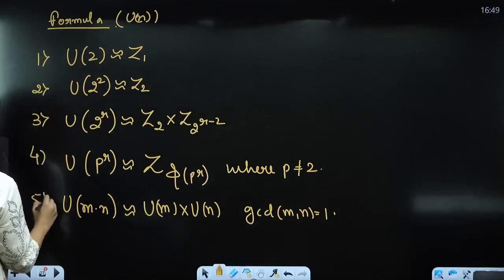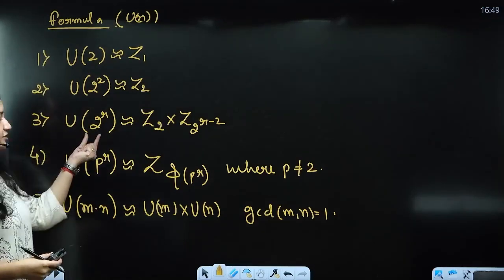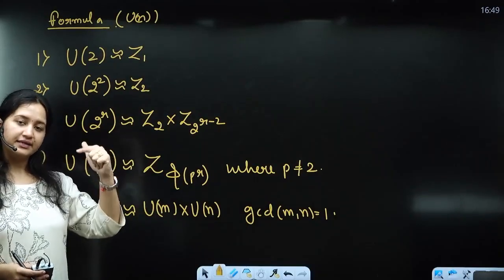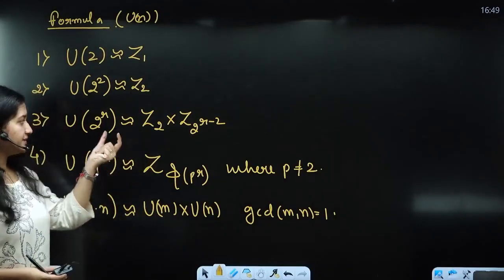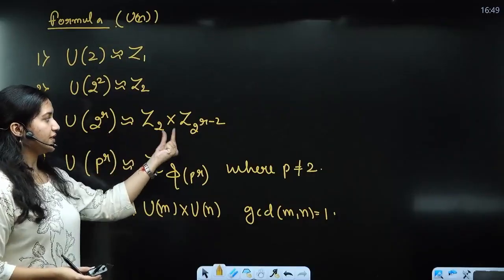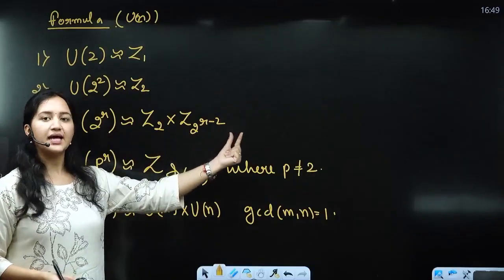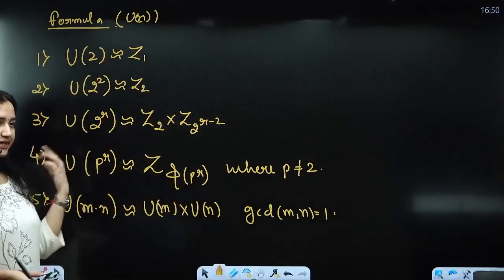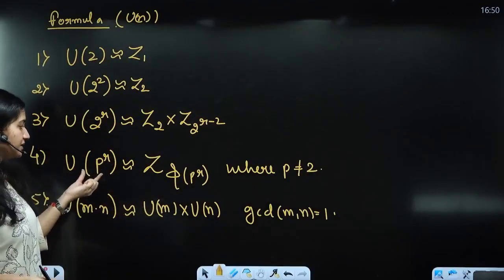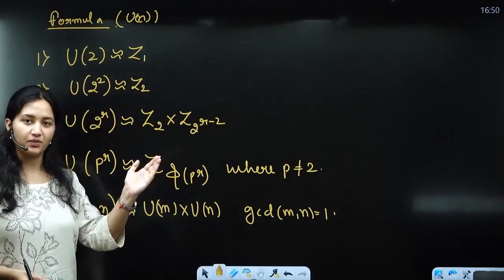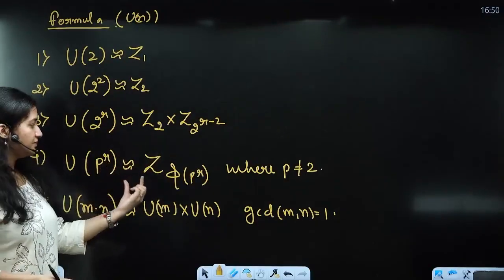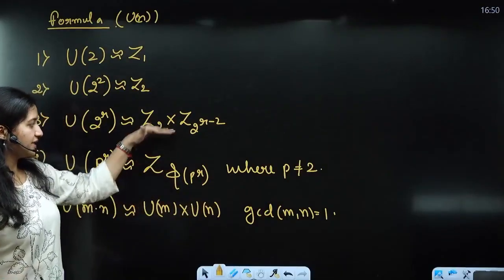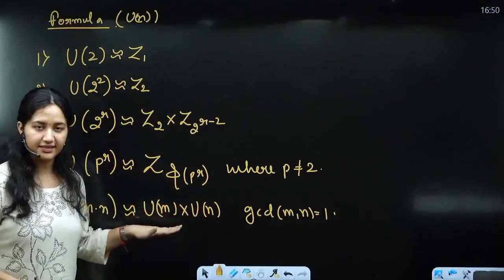Now whenever n is in the form of some power of 2, simply what am I supposed to do? Z2 into Z2 raised to the power r minus 2. Clear? Second is when the number is in the form of some other prime number's power apart from 2. तो सिंपली Z of phi of p raised to the power r. बस ये दो चीज़ें याद रखनी है, ये तो हमें ऑटोमेटिकली याद ही है.